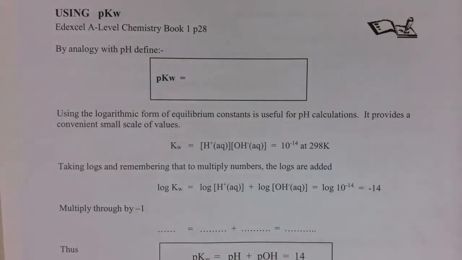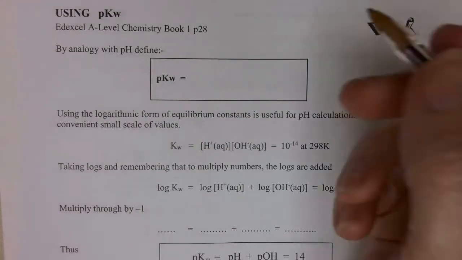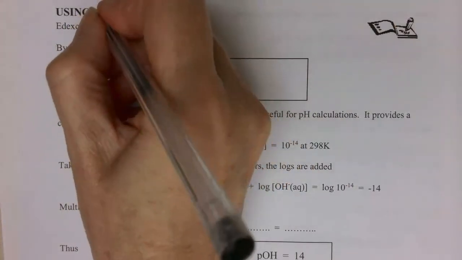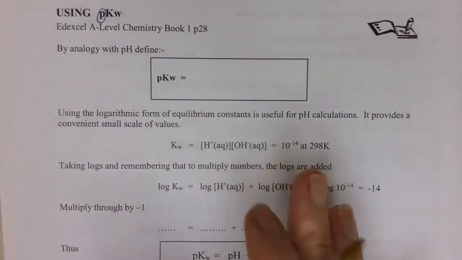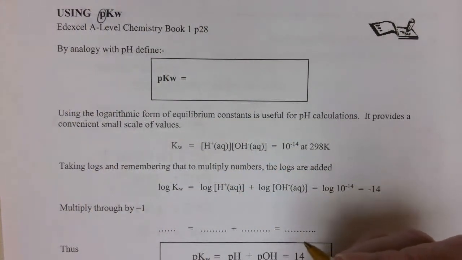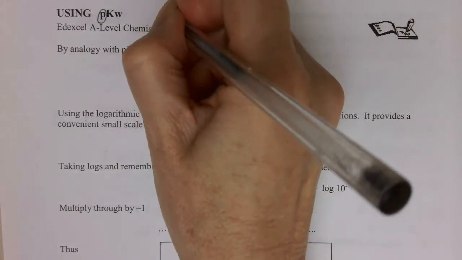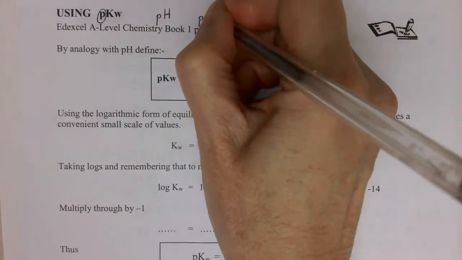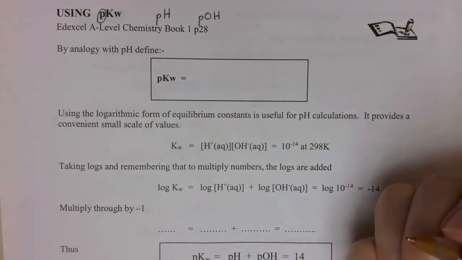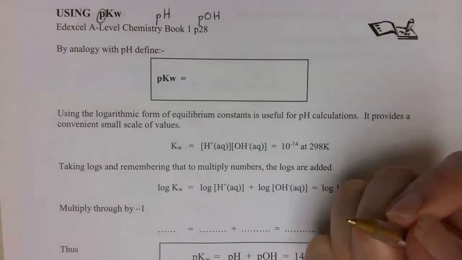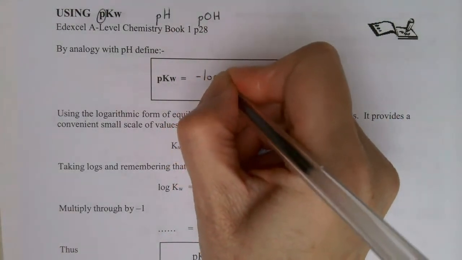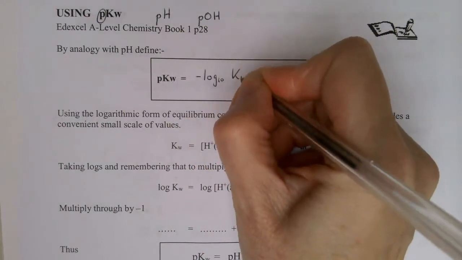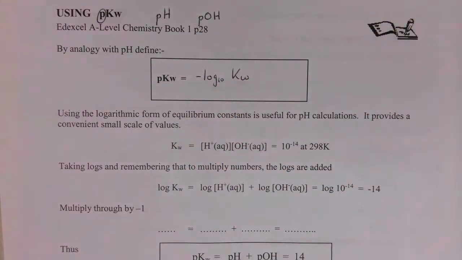So just a little aside, looking at page 11, and this is using pKw. What you have to remember is every time you see this little p term here, it basically means minus log to the base 10 of something. So if we think about pH, minus log to the base 10 of the hydrogen ions, we can use something like pOH, minus log to the base 10 of the concentration of the OH negative ions. So pKw, as you'd expect, is minus log to the base 10 of Kw, and that's the definition.